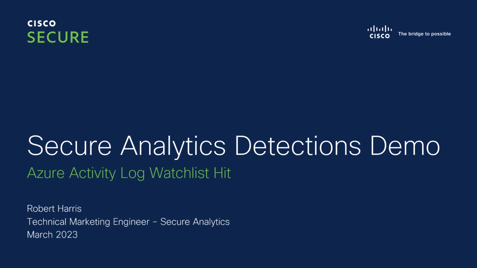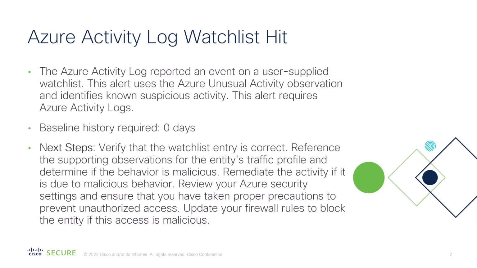Today we're going to take a look at the Azure Activity Log Watchlist Hit Alert. The Azure Activity Log Watchlist Hit Alert uses a user-supplied watch list to monitor for suspicious activity. We use the Azure Unusual Activity Observation to identify and notify you of this activity. This alert does require Azure Activity Logs, so make sure that those are enabled.